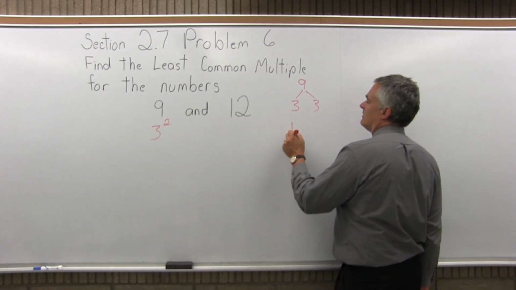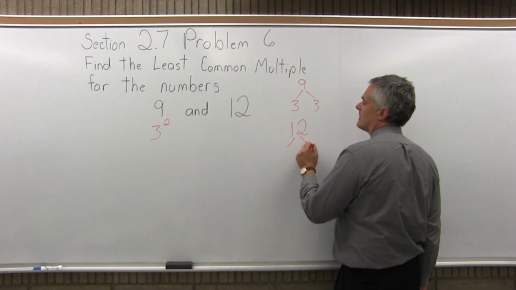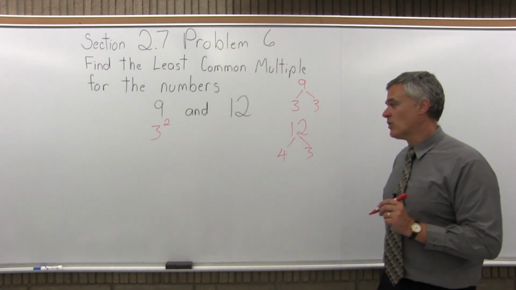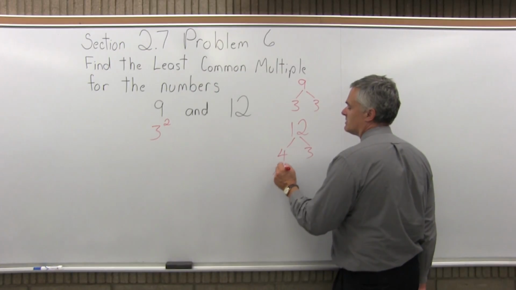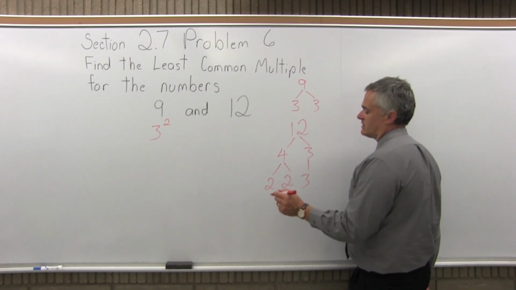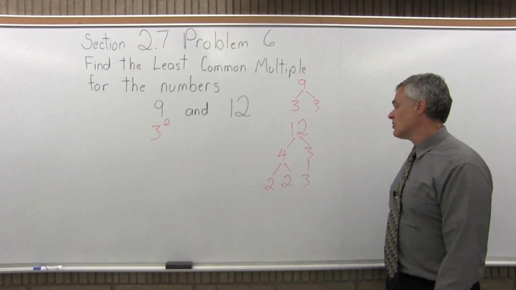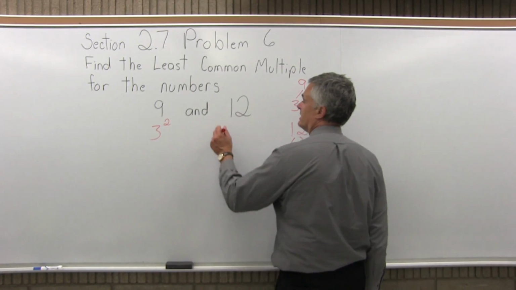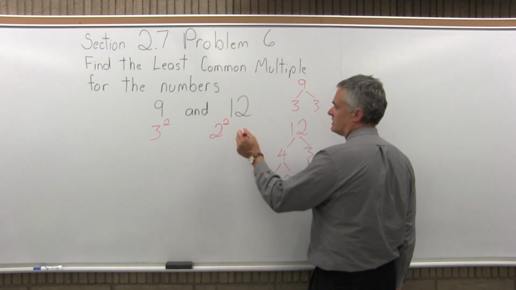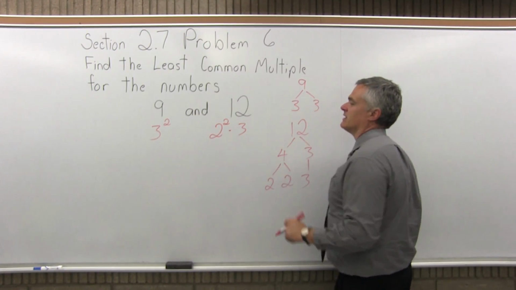And then the 12, I'll start it off as 4 times 3. That multiplies to make a 12. Now the 4 can be split again into 2 times 2. The 3 won't split, so I'll just bring it straight down. So 12 is 2 times 2 times 3. And again, I'll use my exponent. Instead of 2 times 2, I'll do 2 to the second and then times the 3 on the end.